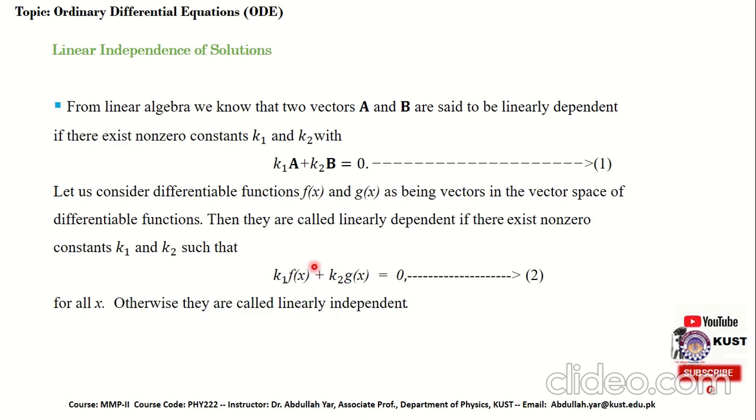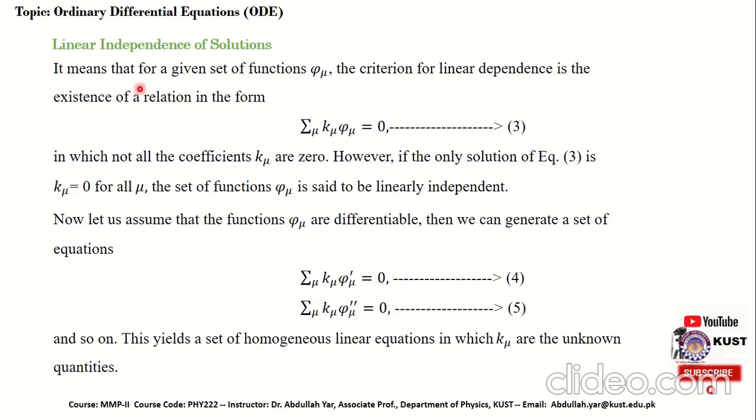Otherwise, if this sum is not equal to 0, then the functions f of x and g of x are linearly independent. It means that for a given set of functions phi mu, the criterion for linear dependence is the existence of a relation in the form sum over mu k mu phi mu equal to 0, in which not all the coefficients k mu are 0. However, if the only solution of equation number 3 is k mu equal to 0 for all mu, then the set of functions phi mu is said to be linearly independent.